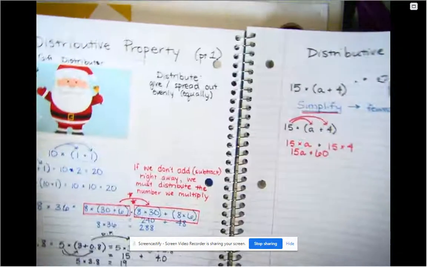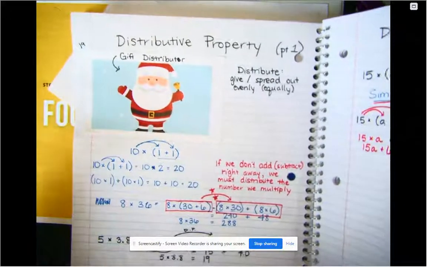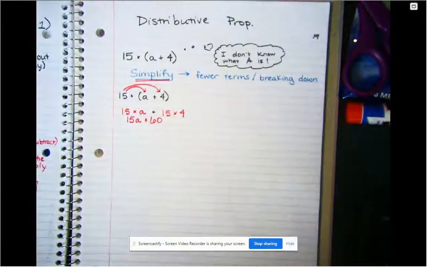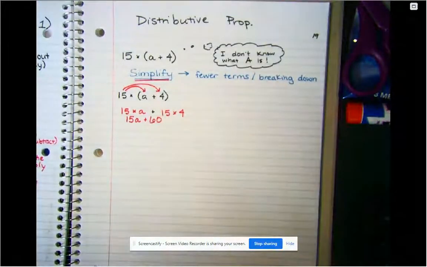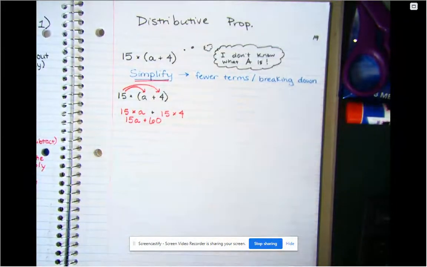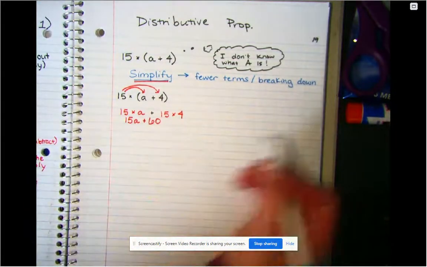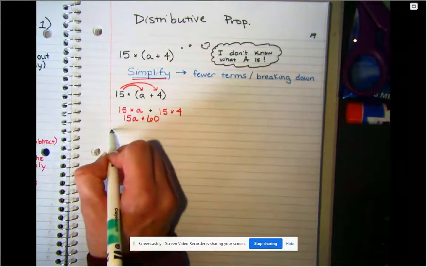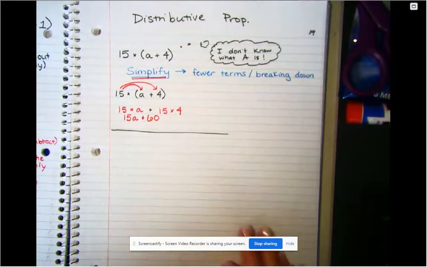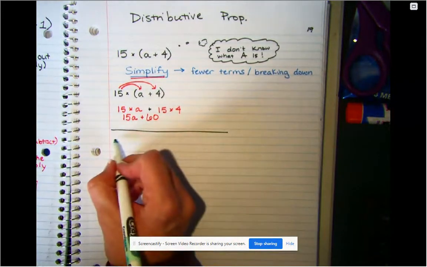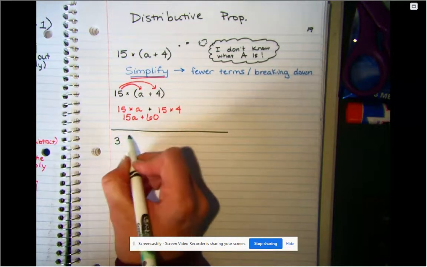Let's go back to our friend Jolly St. Nick here. He is our mascot for the distributive property because Santa shares equally. He doesn't give more presents to one sibling than the other. So let's say, for example, that Santa is going to give everyone in my sibling group, there's me and my sister and my brother, we're all going to get 3 presents.